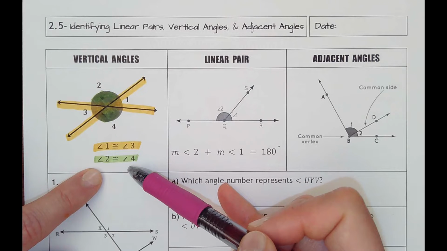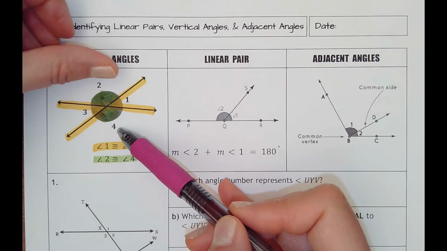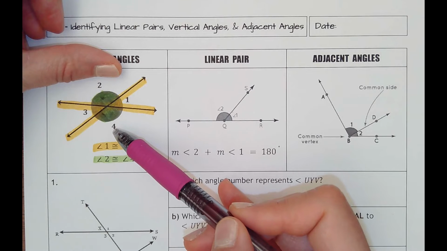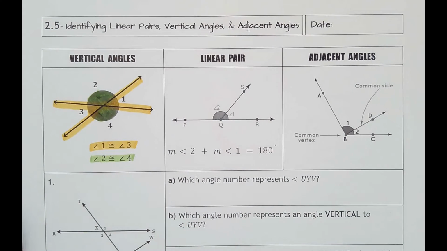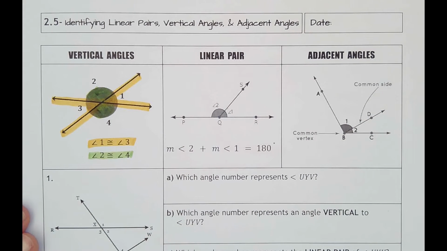We could also say that angle 2 is congruent to angle 4. So let's say they're 150 degrees. 2 and 4 would be the same measure, both 150 degrees. Okay, so those are formed by an X. Linear pair. Linear means they make a straight line.